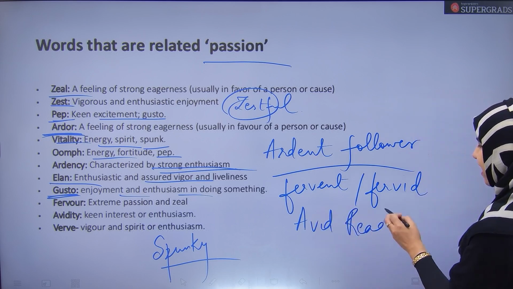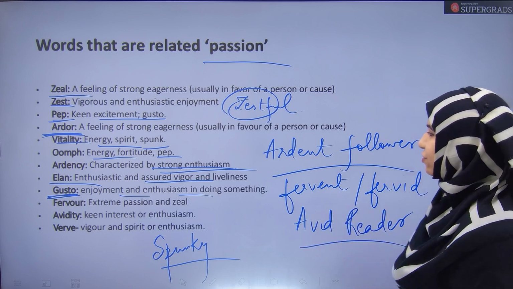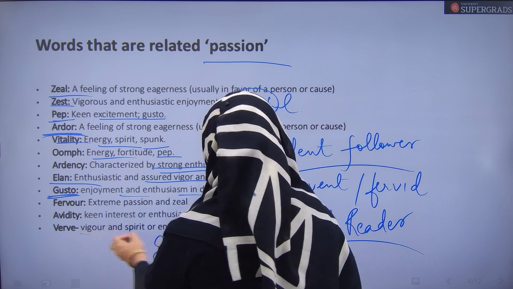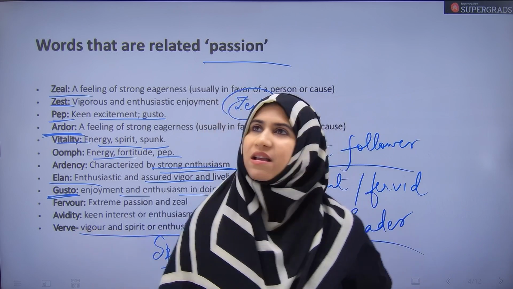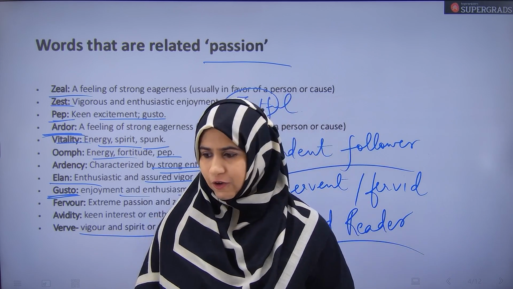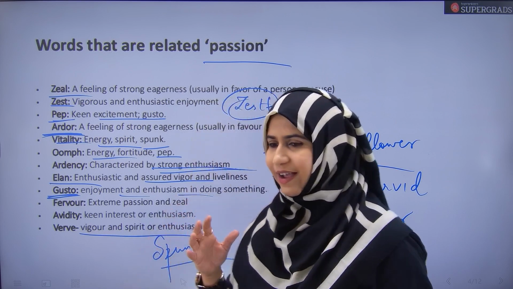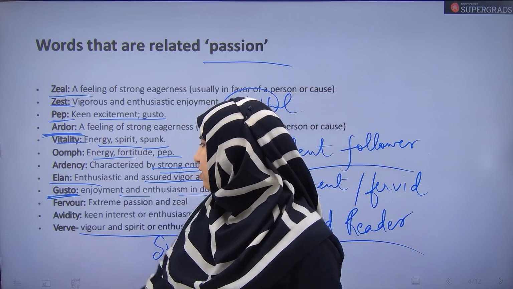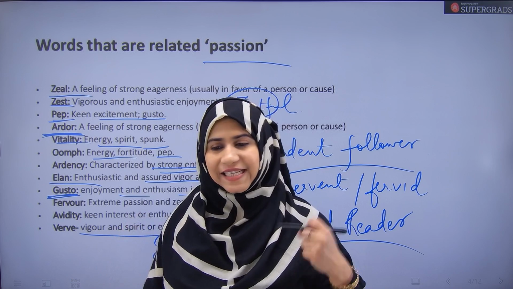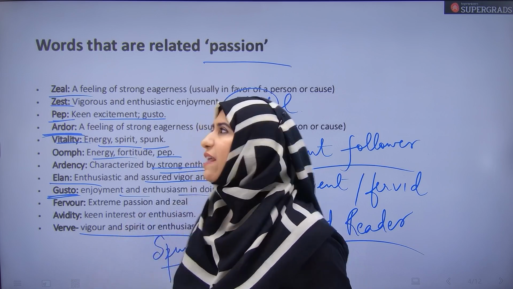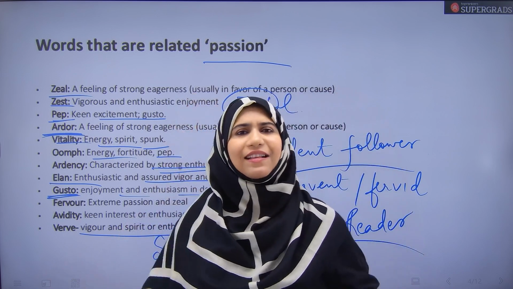This is almost like a collocation. He's an avid reader. Verve: vigor, spirit, enthusiasm. I think Verve is also a cosmetic brand, if I'm not mistaken. Verve, it's the name of some product. So when you have all that vitality, strength, vigor, what is it? Strength. So remember all the words together.